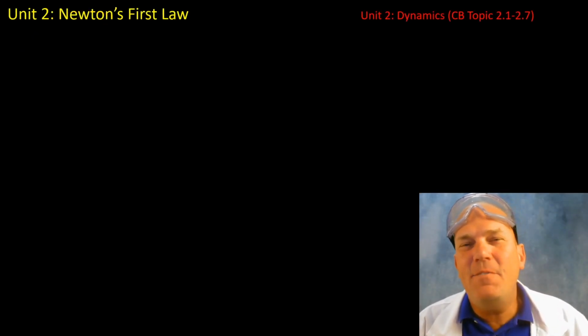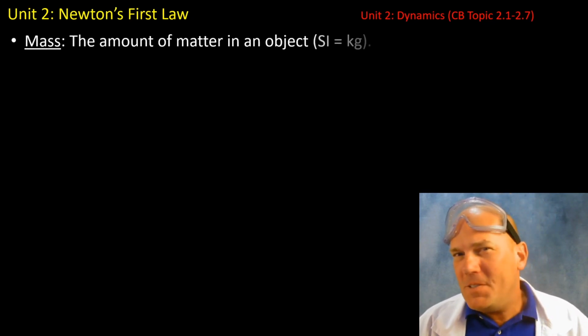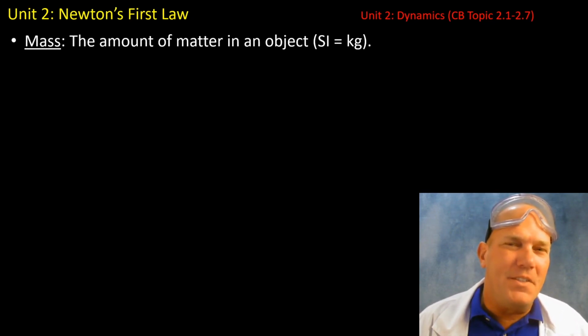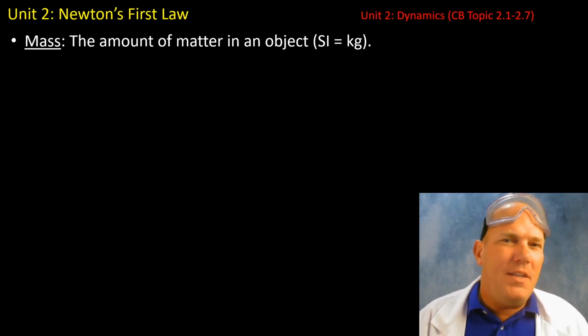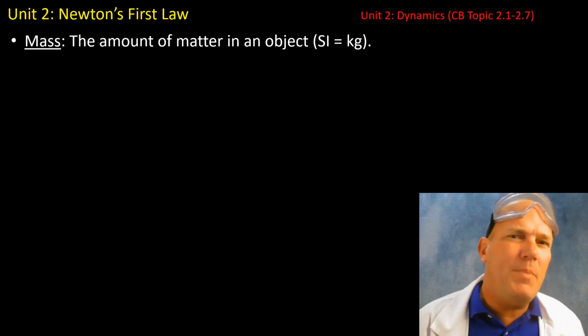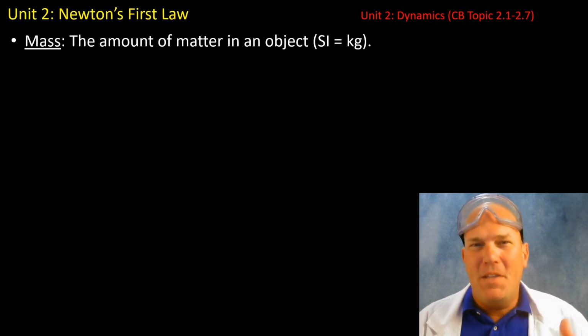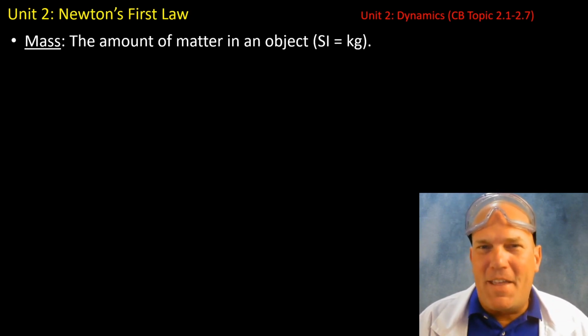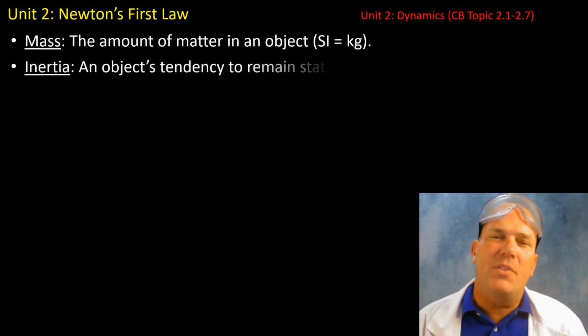All right, guys, in this video, I'm going to talk to you about Newton's first law. But first, let me get a couple definitions. Mass is the amount of matter in an object, and I'm sure you already knew that. But since I'm going to be talking to you about something called inertial mass, I figured this was important to go ahead and define again. And the units, as you know, would be kilograms.